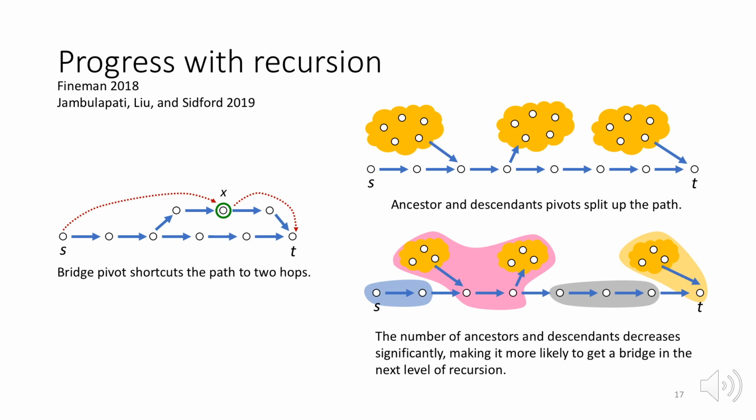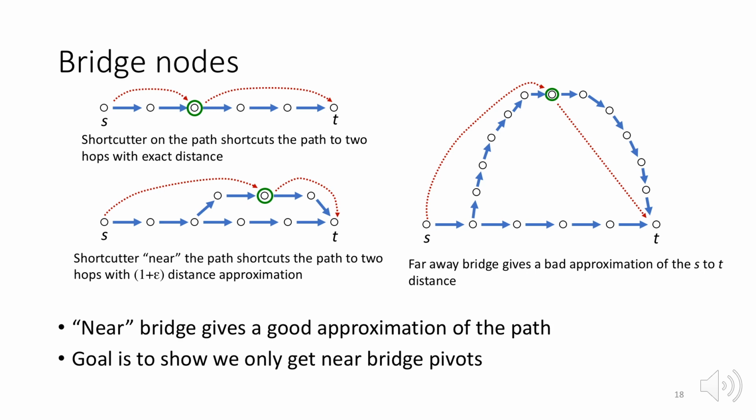Now the path has been split up, but there are a lot fewer ancestors and descendants, and for some paths there aren't any at all. This means that it's much more likely to get a bridge at this level of recursion. For our analysis, the progress with the ancestors and descendants is the same. However, we care about distance, so the progress with bridges will be different, and that I'll talk about next.